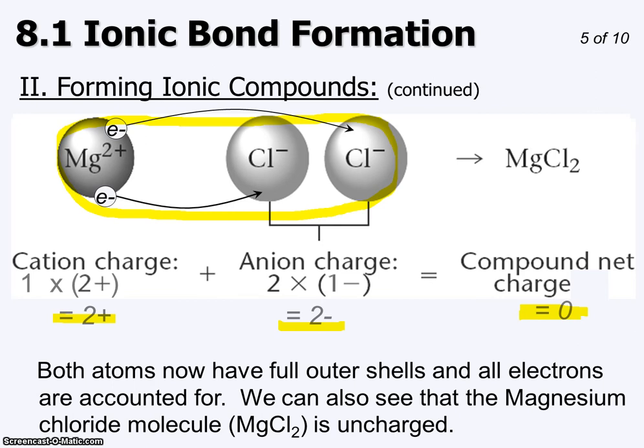So we can think of this mathematically by looking at 1 cation. Its charge is 2 plus. So overall, the whole cation charge component is 2 plus. We have 2 anions, each of them with a -1 charge. So overall, the whole anion component is a -2. So now we can see that we have a neutral molecule as long as we have 1 cation and 2 anions.